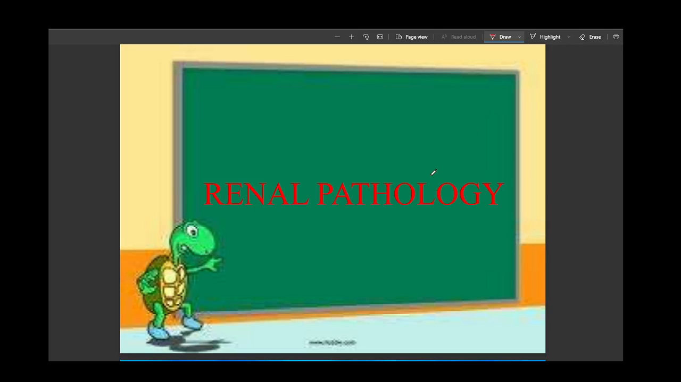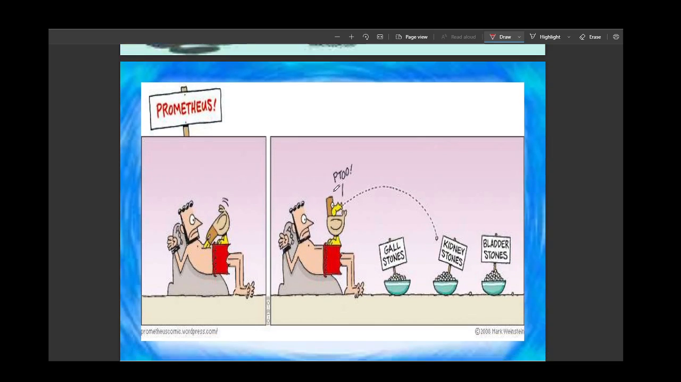Hello and good morning. In the previous lecture, we covered renal physiology, and now we will cover renal pathology, meaning what's wrong with our kidneys. Here's a little pun: that bird is carrying the stones. We have three kinds of stones: gallstones, kidney stones, and bladder stones, which go from the kidneys to the bladder.